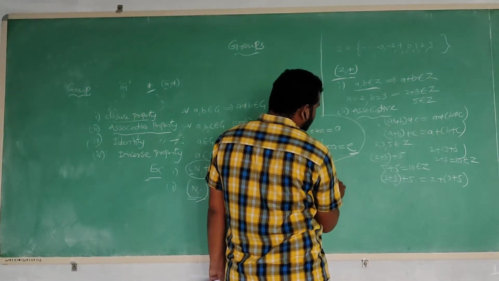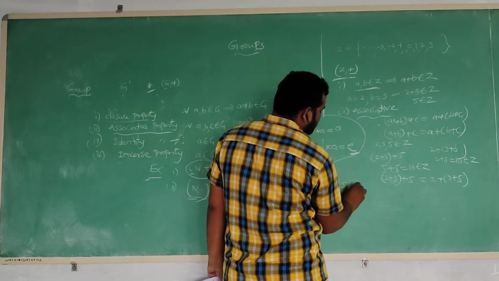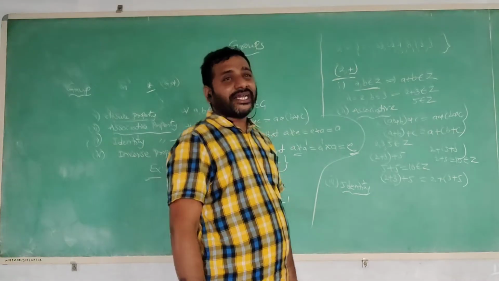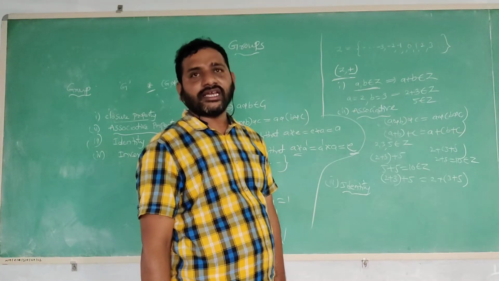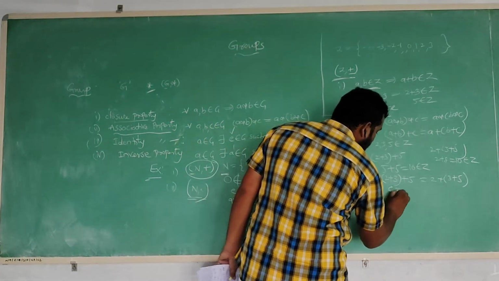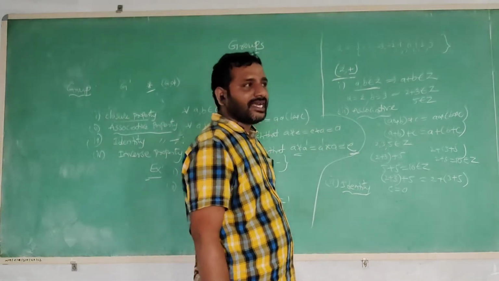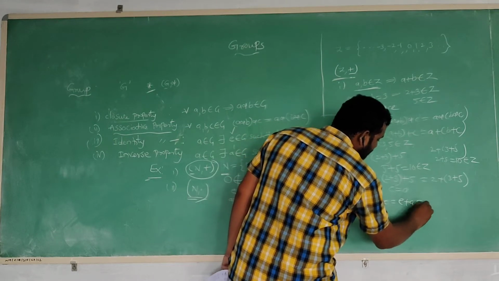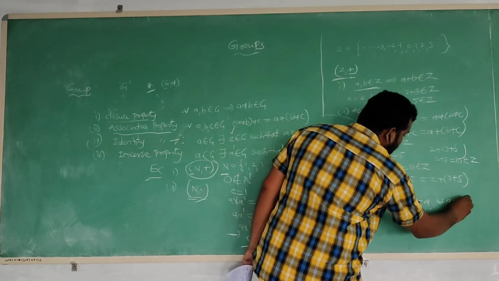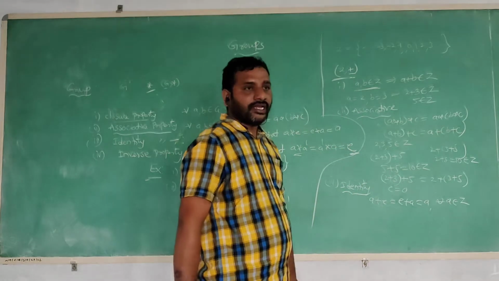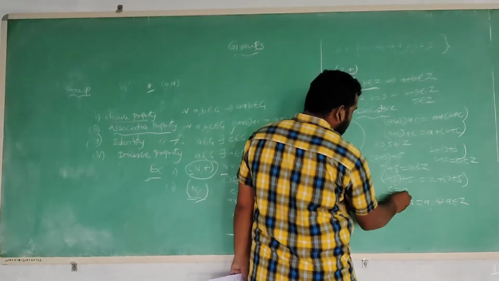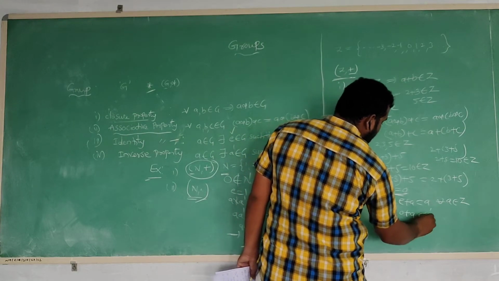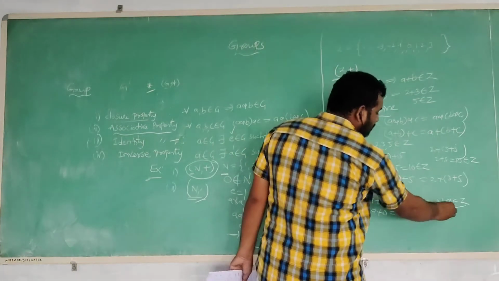What is the third property? The identity property. The additive identity in Z is 0, so e equals 0. According to the identity property, we can write a plus e equals e plus a equals a for all a belonging to Z. Now the identity is 0, so a plus 0 equals 0 plus a equals a, for all a belonging to Z.